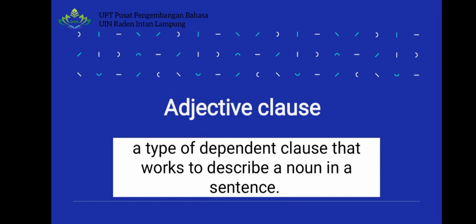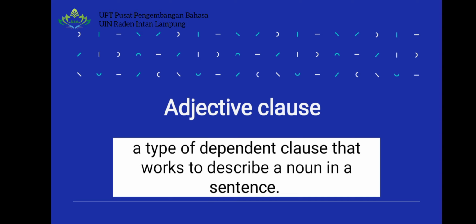Clause has some kind of variants. One of them is an adjective clause. Just like the part of speech adjective, an adjective clause has the same function. It is describing a noun. Adjective clause is a type of dependent clause that works to describe a noun in a sentence. Karena klausa ini termasuk klausa dependent, berbeda dengan independent, maka klausa jenis ini tidak dapat berdiri sendiri.